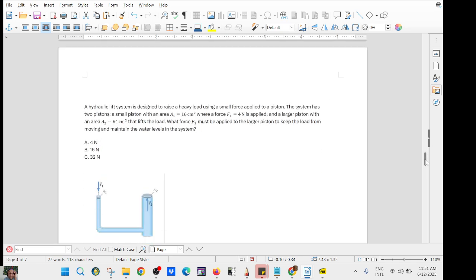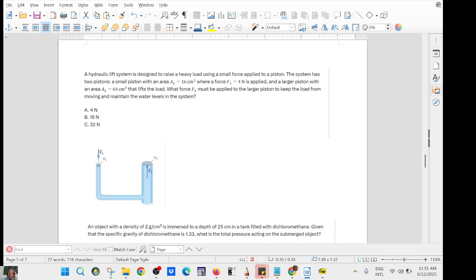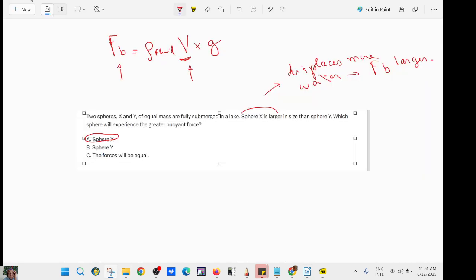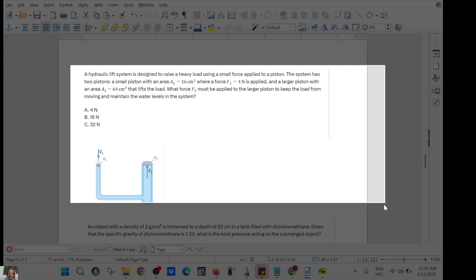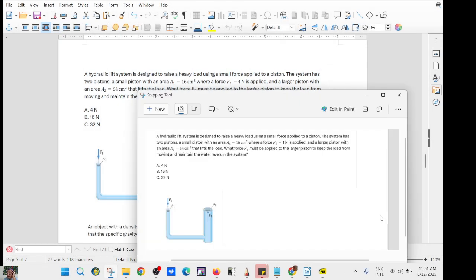So let's go to the next one here. So here you have a hydraulic system. So they want you to apply Pascal's law.